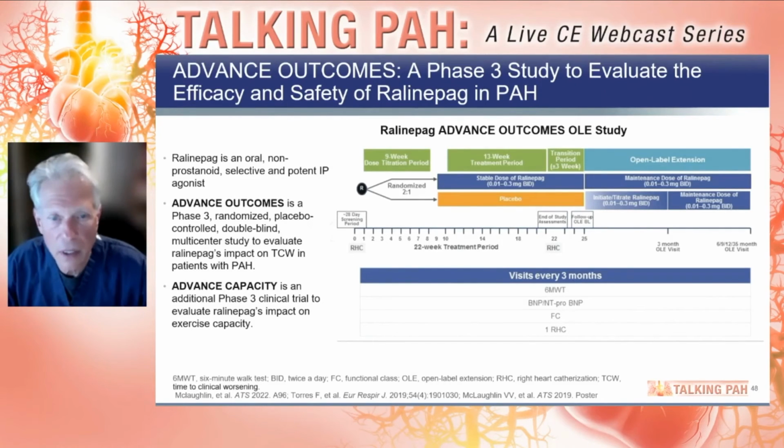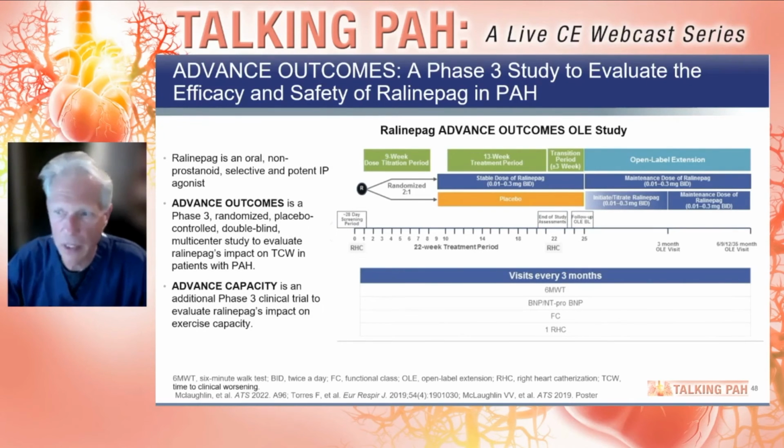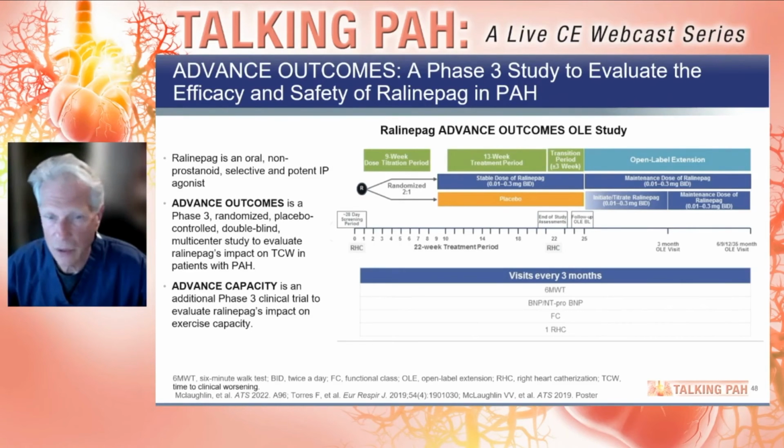This is a study called Advanced Outcomes, and it's looking at ralinepag. Ralinepag is an oral non-prostanoid selective potent IP agonist, and IP is one of the primary prostanoid or prostacyclin receptors. It's a similar drug to selexipag, but it's a much longer acting drug. So it's really trying to figure out if this drug is as effective, and especially in combination with other drugs.